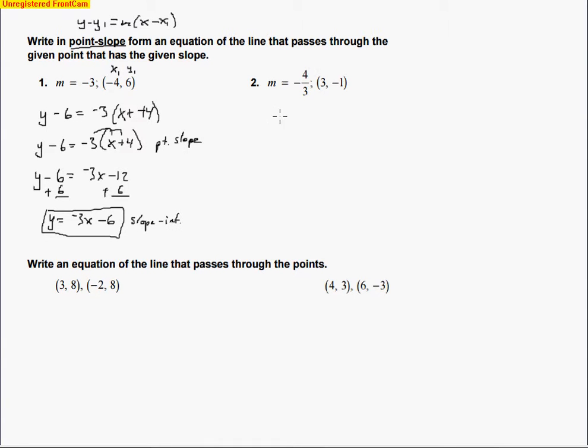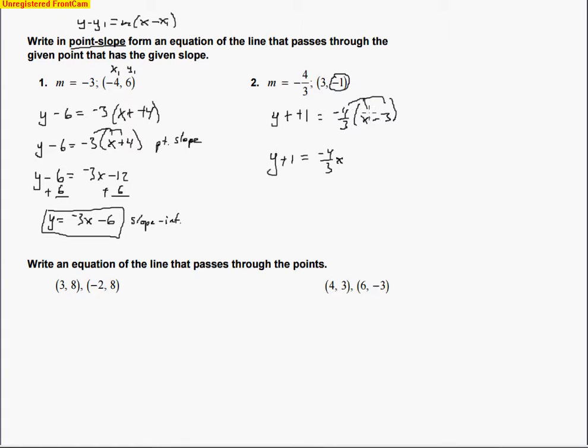So let's take a look at this one. Here we have y minus negative 1. So again, whenever you have that negative term there, it's going to end up making a plus positive. And then we have m, which is negative 4/3 times x minus 3. So when it's just a positive number, you keep the negative in there. So I distribute, and I have y plus 1 equals negative 4/3 times x, and then this is tough here.